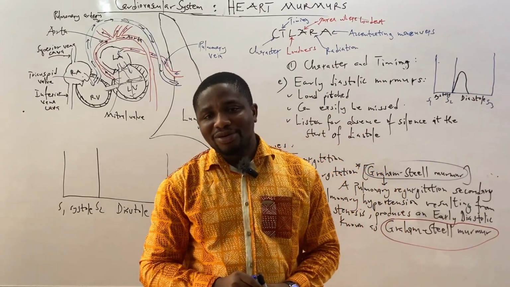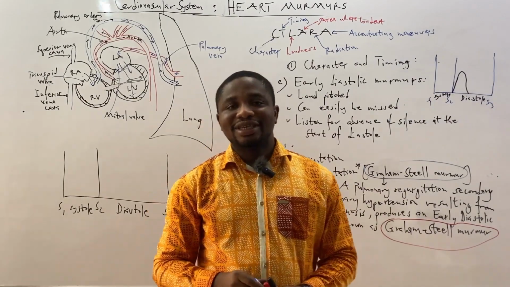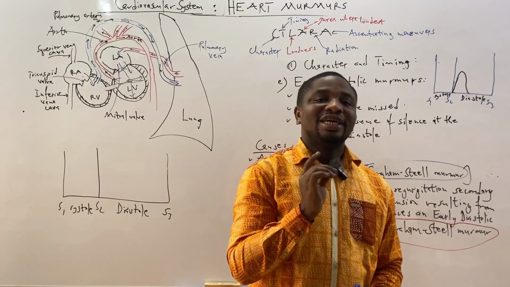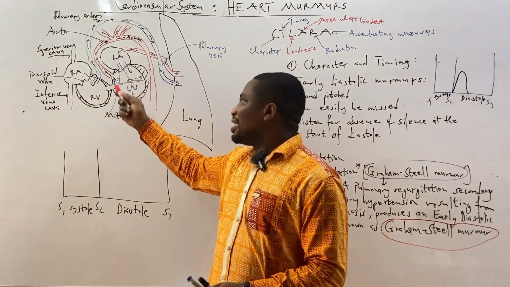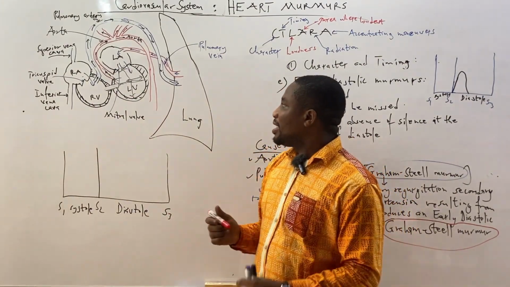Let's move ahead and look at the causes. For the causes, there are two: aortic regurgitation and pulmonary regurgitation. And for the pulmonary regurgitation, it is not so common. Now, let's go back to this. Let's explain why pulmonary regurgitation, why aortic regurgitation. Why are we saying that?